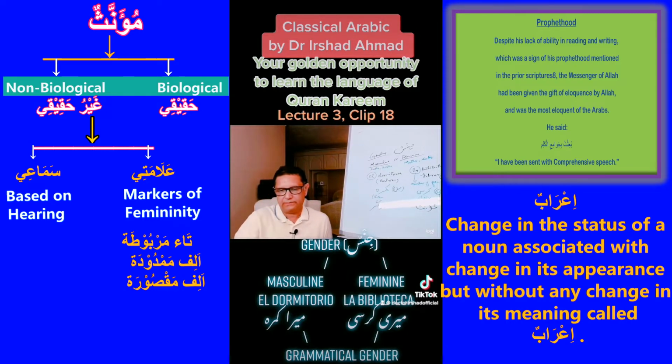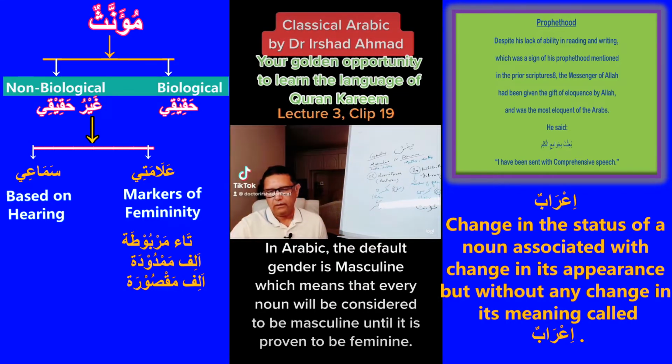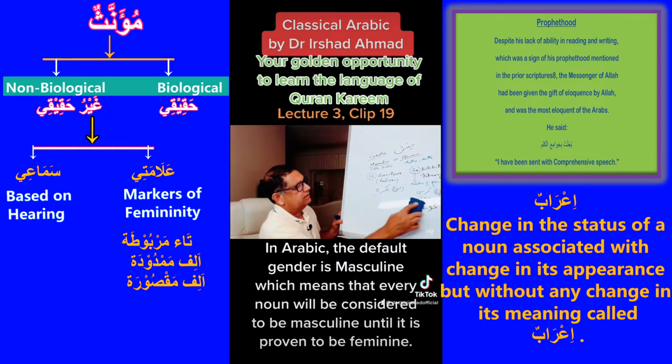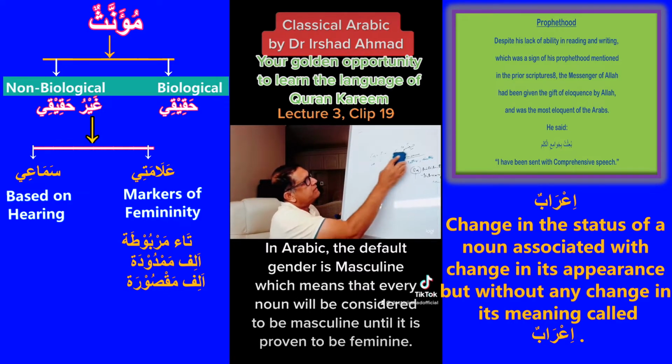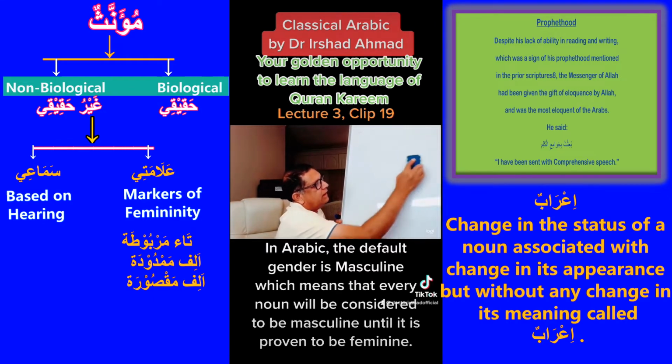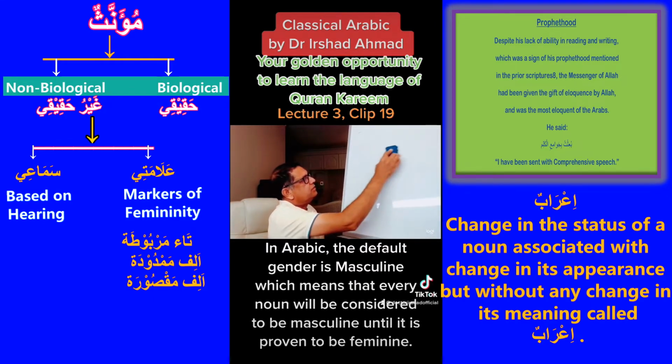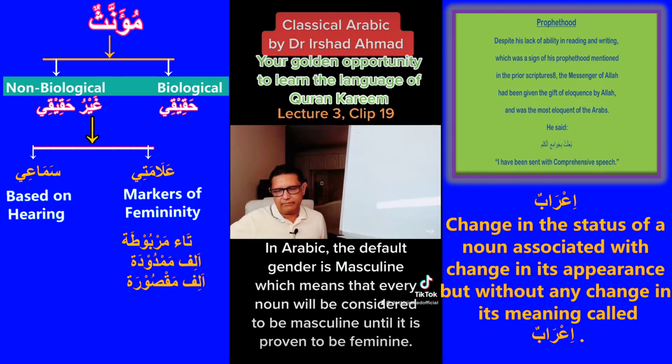Muzakkar and muannas. Now in Arabic the default gender is masculine, which means that every noun will be considered masculine unless we prove that to be feminine. So we will only have to study feminine. Any noun which is not feminine will be automatically a masculine noun. So our scholars have made our job easy.